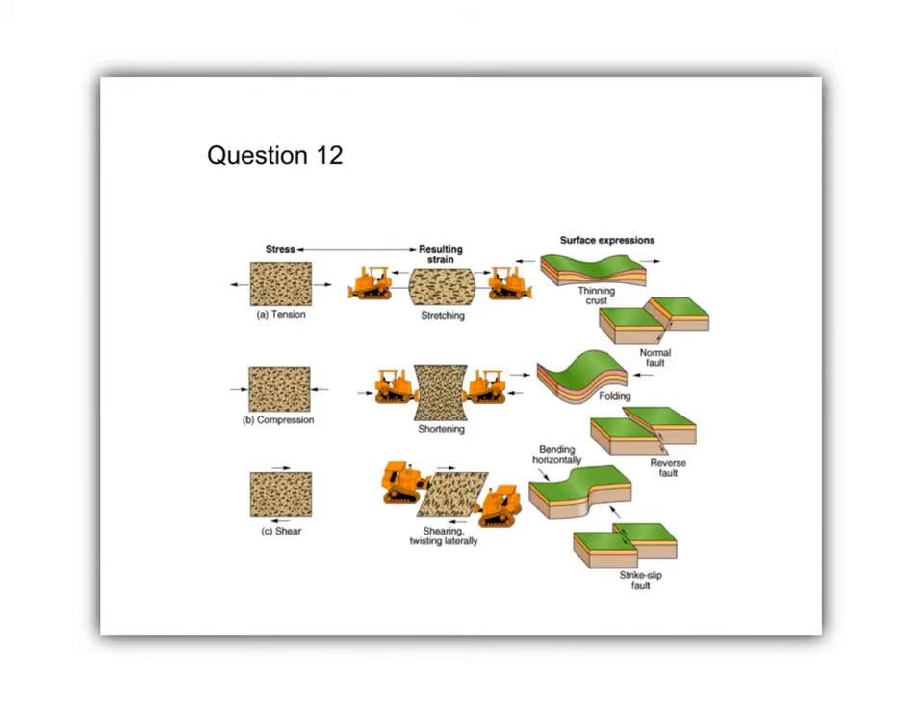For question 12, compression stress versus tensional stress. When you pull something, you create tension. You're pulling apart, you're stretching it. When you're compressing, it's just the opposite. You're pushing in, you're shortening it. These are a couple examples. Tensional stress causes a normal fault, and compressional stress causes a reverse fault.